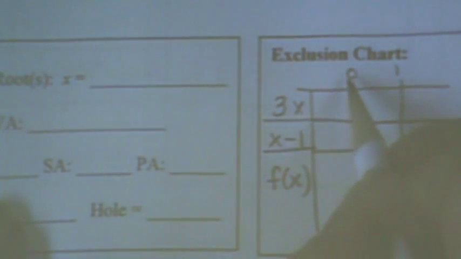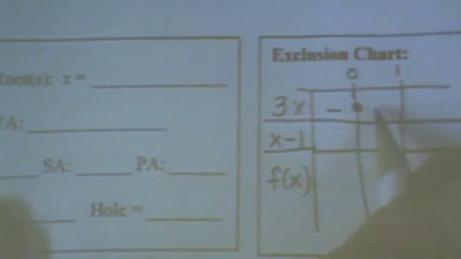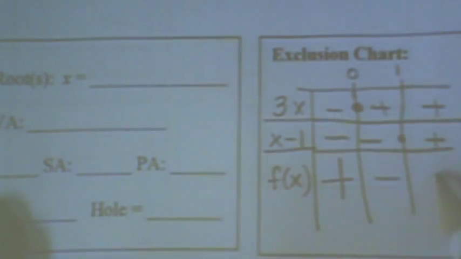So find your 0 here. I would set this equal to 0, so you have your 0 here. To the left are going to be negative, and these are going to be positive. And find your 0 here, which is at 1. These are going to be negative. This is going to be positive. So count. You get a positive here, negative, and positive.